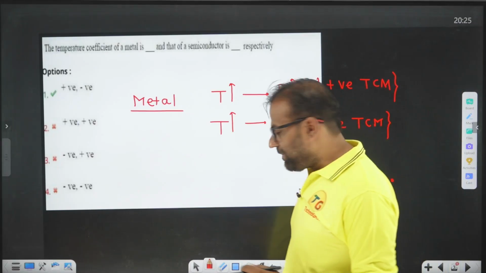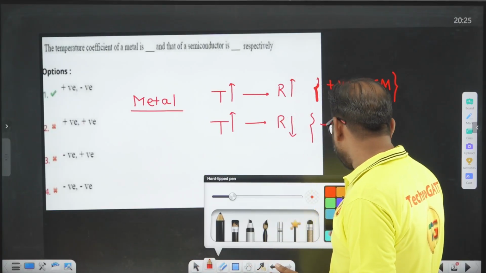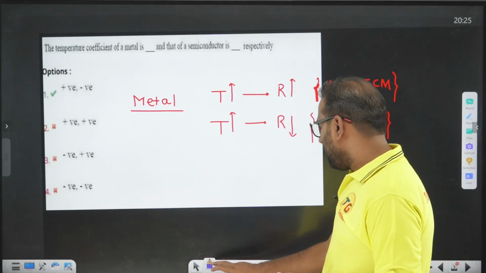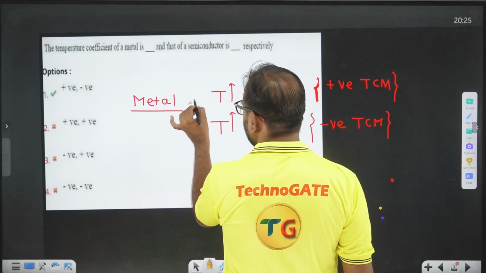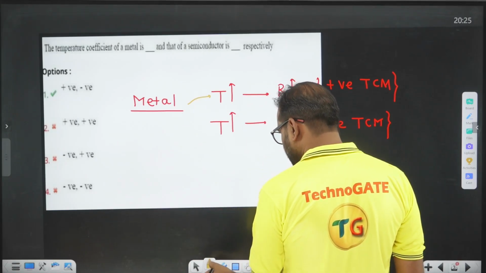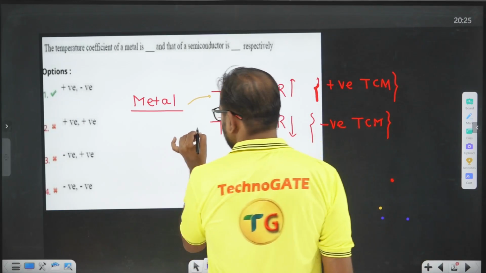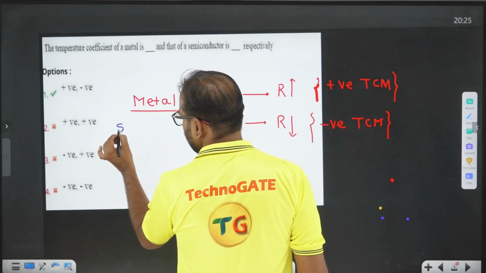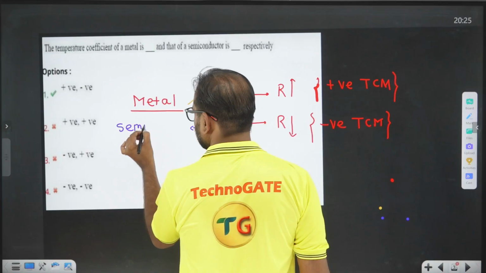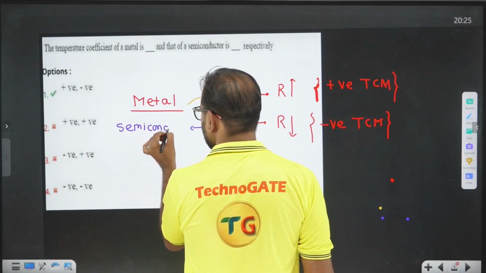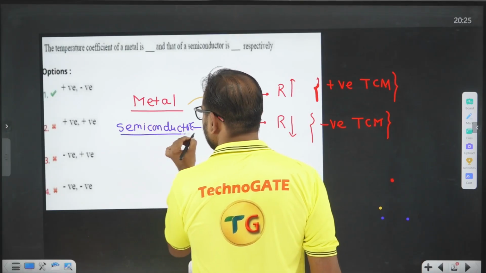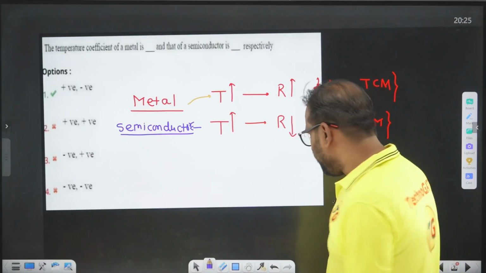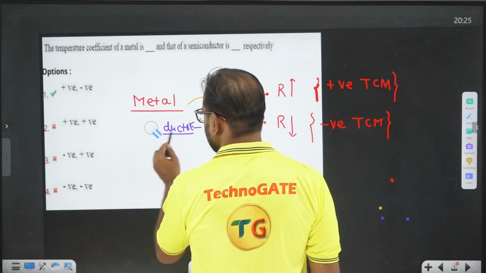And this type of material is known as negative temperature coefficient material. So always remember which material is positive temperature coefficient material? Metal. And the second one is semiconductor, and semiconductors are negative temperature coefficient material.